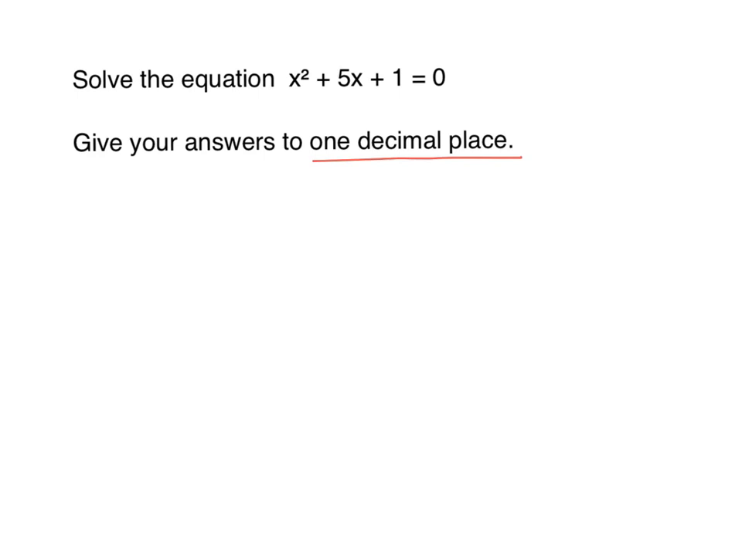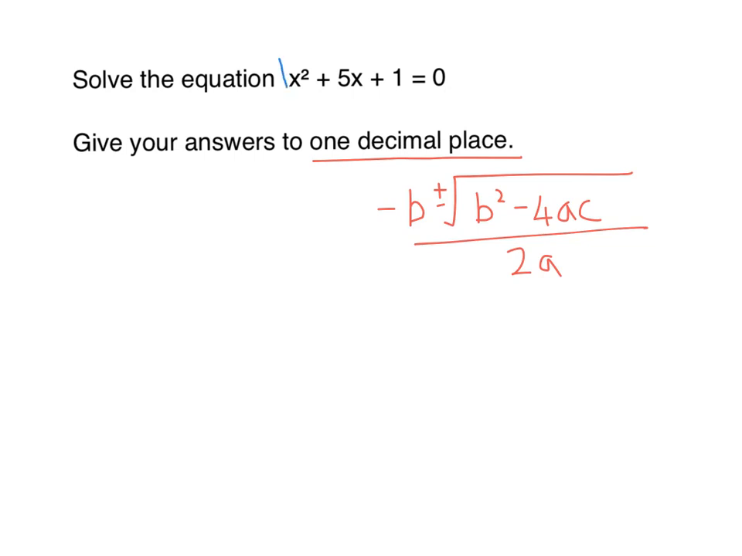So the quadratic formula is minus b plus or minus the square root of b squared minus 4ac all over 2a. So I need to figure out what my a, my b and my c is. My a in this case is an imaginary 1. So a is 1. My b is the number before the x, so that's 5. And my c is the number that's on its own, so that's 1.